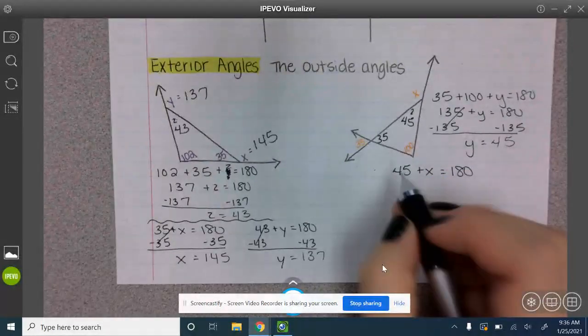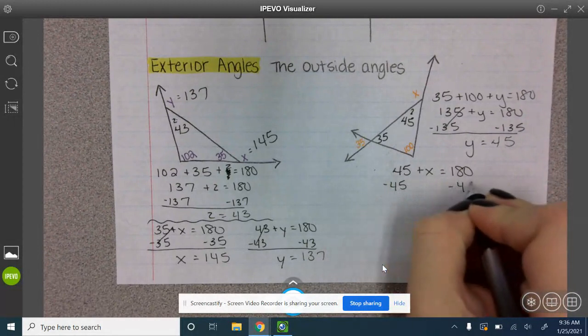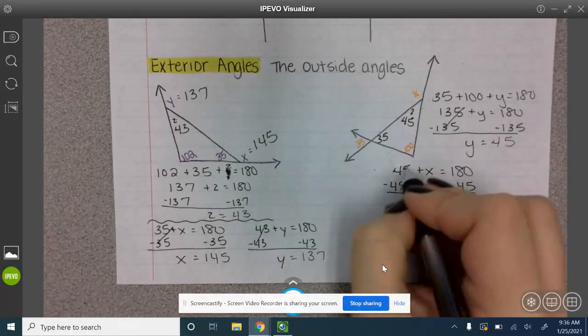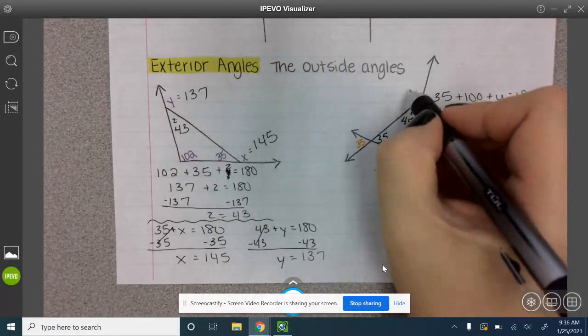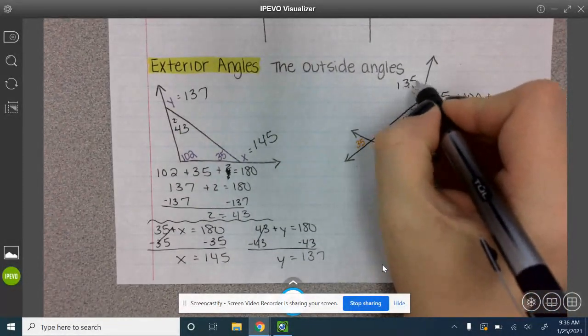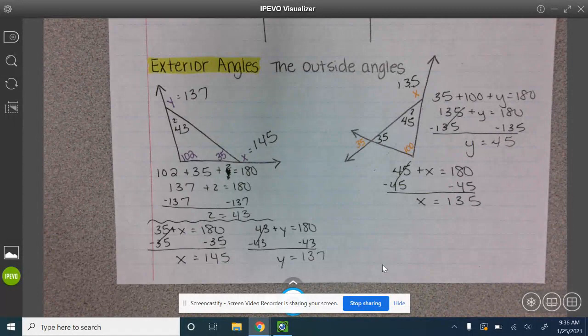equals 180. How do you kick out positive 45? You minus 45 on both sides. x equals 135. So what you've seen on these triangles is that you're just finding one piece at a time, and it really goes back to solving equations to be able to figure out the missing angles.